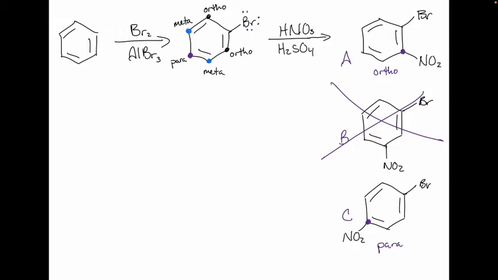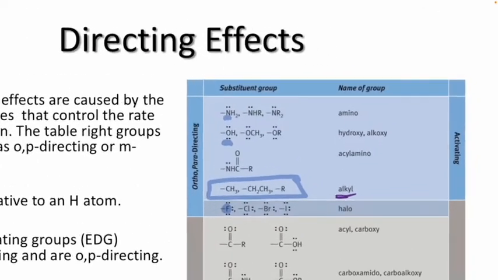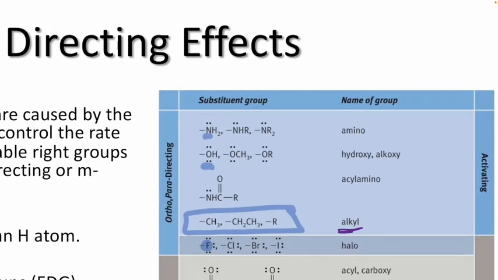Okay? So again, our ortho-para-directors all have these lone pairs on them. So if a lone pair is sitting right next to the ring, you know it's an ortho-para-director. The exception are these alkyl groups, which are also ortho-para-directors. Right? An alkyl chain of any length.